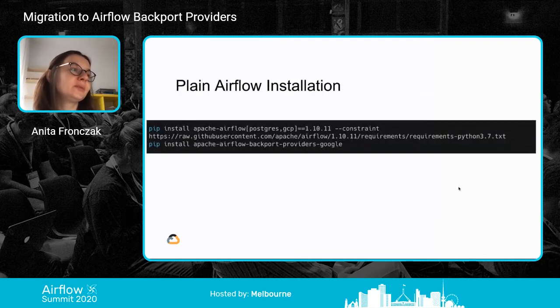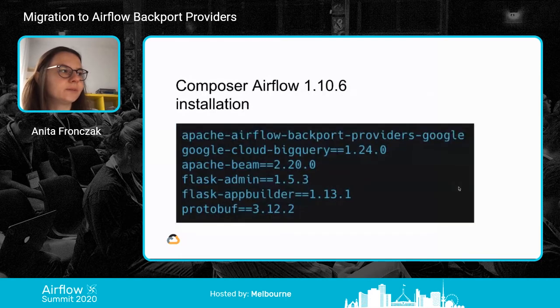So how do you install it in Python? It's as easy as that. You just install your Airflow, and then you install apache-airflow-backport-providers-google. For example, to use the backport providers, Google backport providers. There are other providers out there.